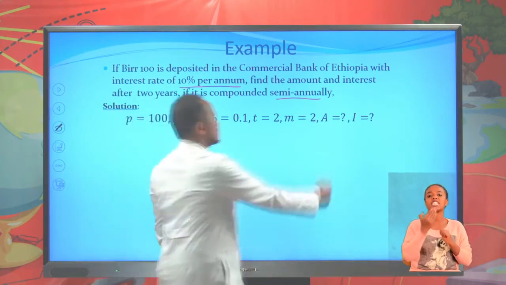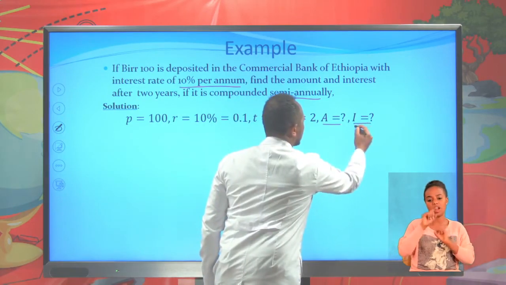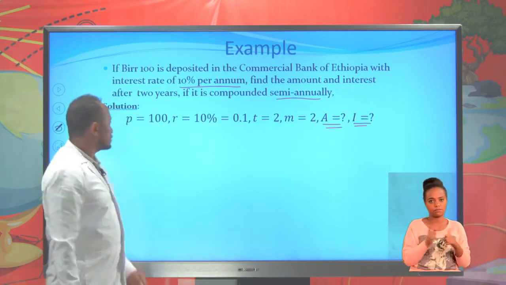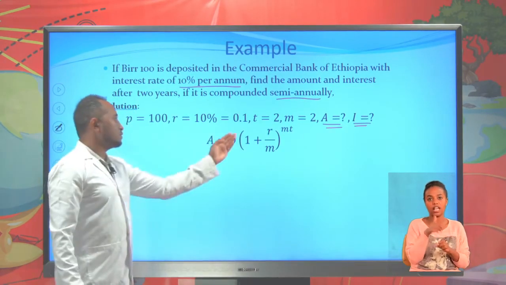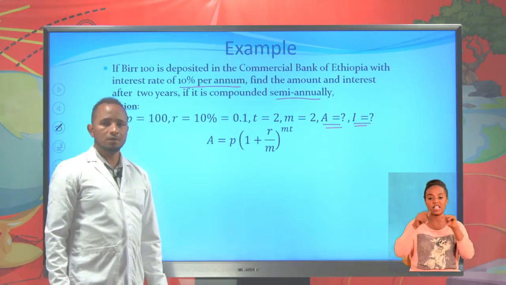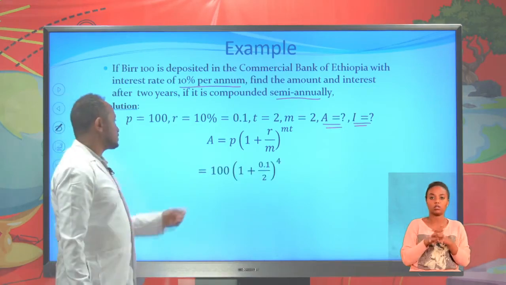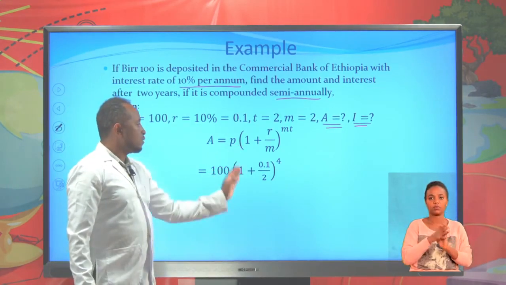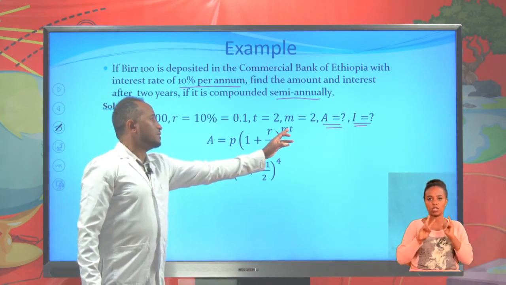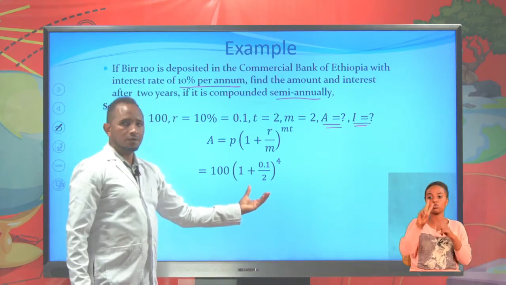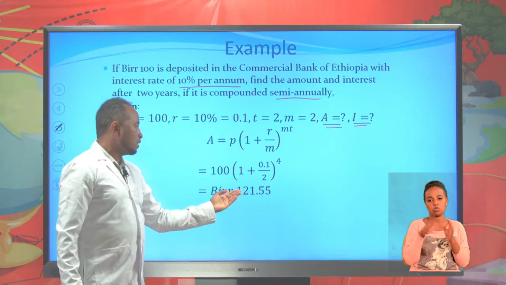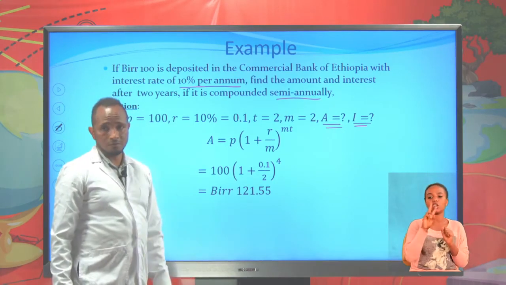And here we are asked to find the amount and the interest. So first, let's calculate the amount using the formula. This amount is equal to P into 1 plus R over M, the power of MT. So putting the numbers, P is 100, 1 plus R is 0.1 divided by M is 2, to the power of 2 times T is 2, 2 times 2 is 4. You'll have this. So using a calculator, you can find the solution for this to be 121.55. So this is the amount.